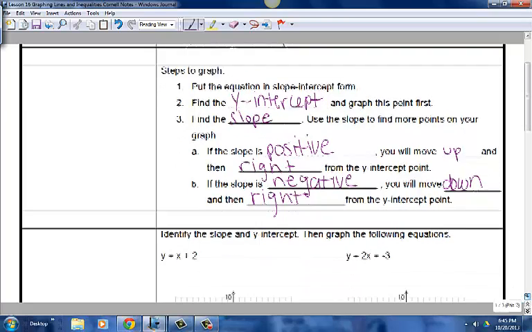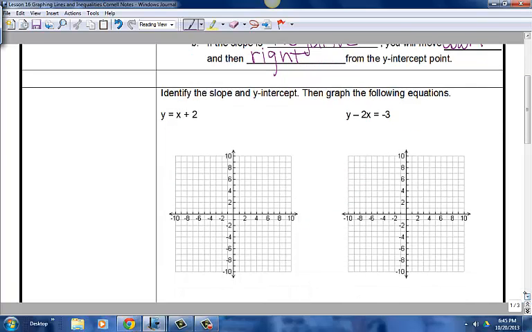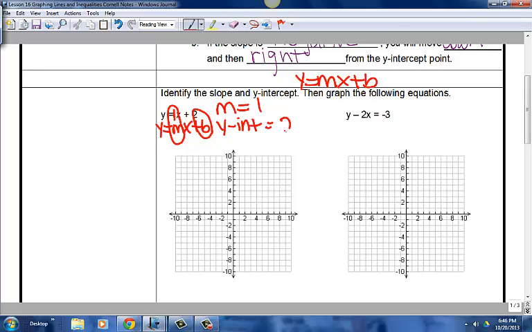So let's look at an example. First we're going to identify the slope and the y-intercept, and then we're going to graph the following equations. Remember, our slope-intercept form is y equals mx plus b. Let's look at our first equation, y equals x plus 2. It's already in slope-intercept form. Remember, if there's not a number in front of the x, we just assume it's a 1. So we have 1 as our slope, and our b is 2. Slope equals 1, y-intercept equals 2.